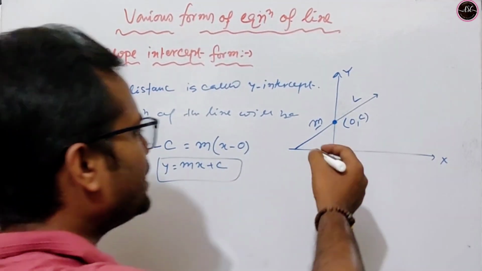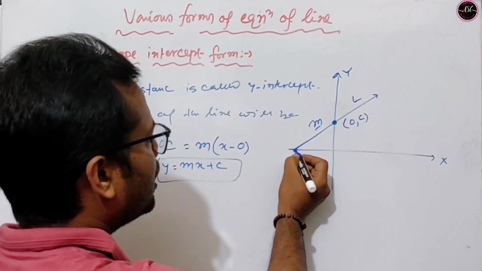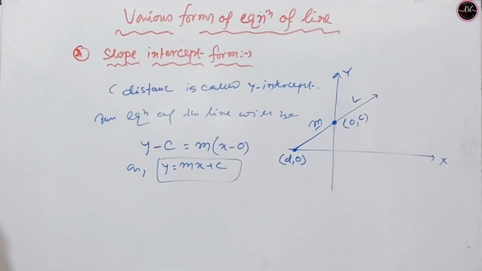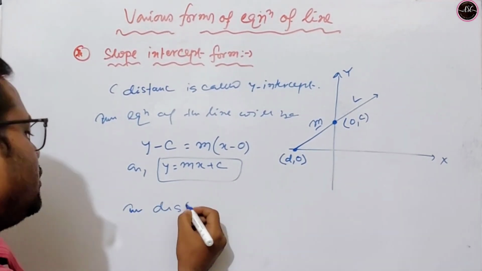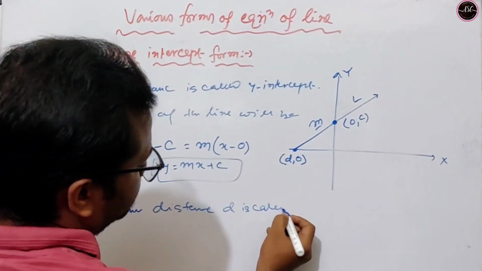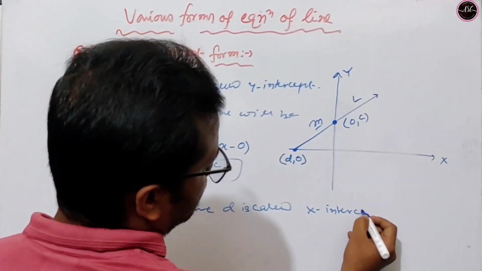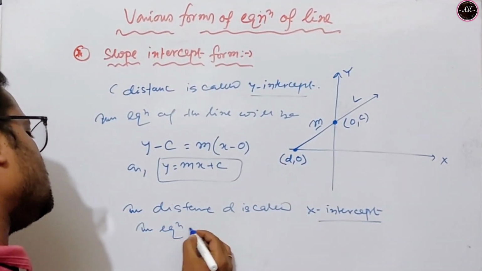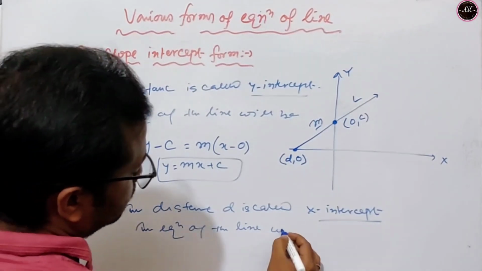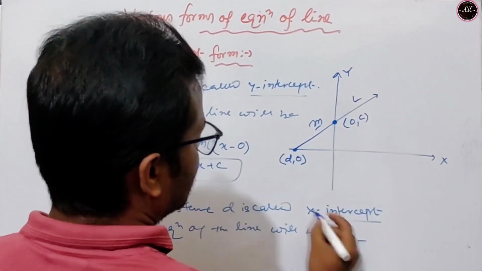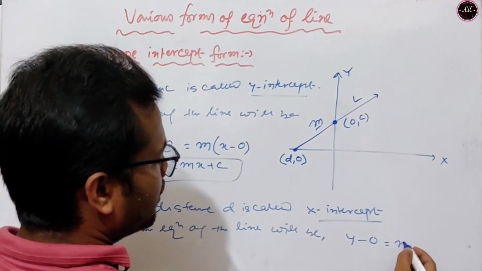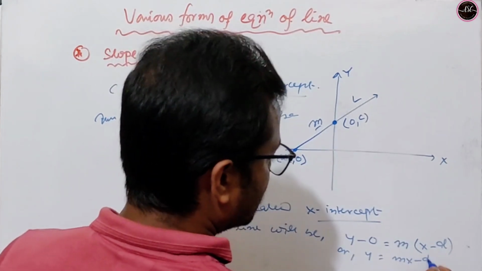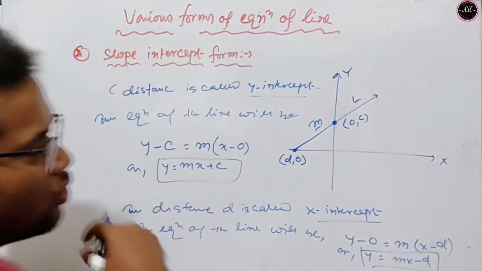If this line cuts the x axis at (d, 0), then the distance d is called the x intercept, and this is the y intercept. Then the equation of the line will be y minus 0, since y1 equal to 0 and the slope is m, into x minus d. So y is equal to m into (x minus d) is the equation of the line, clear.